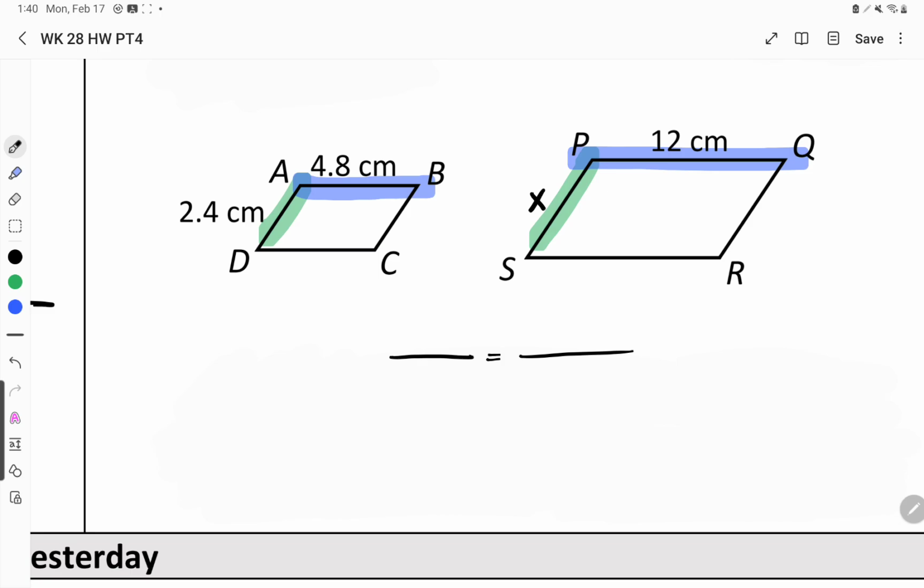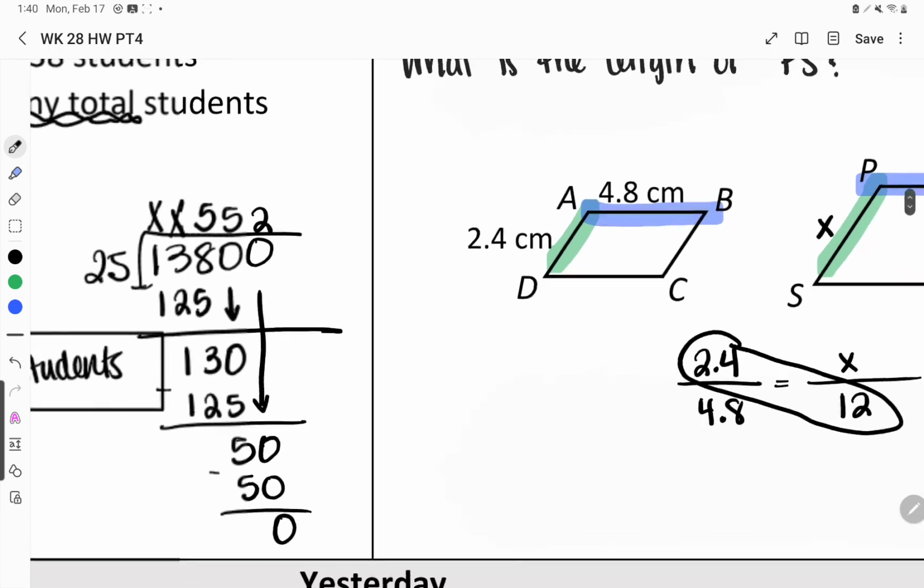Okay, so first thing I'm going to do is I'm going to say just 2.4. And 2.4 corresponds with what? X. Then over here, I'm going to put what goes on the same shape as 2.4. So what's on the same shape as 2.4? 4.8. And then what corresponds with 4.8? 12. How do you solve a proportion? You cross multiply. So we've got 2.4 times 12.